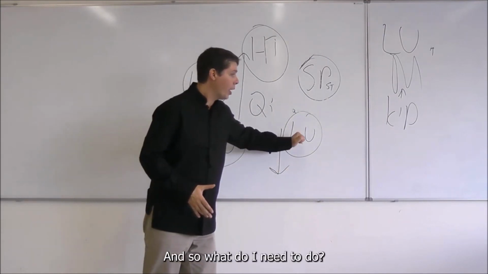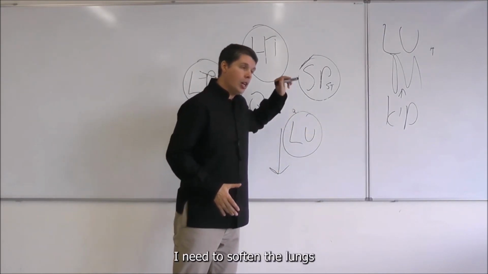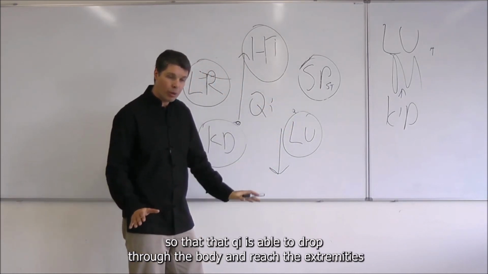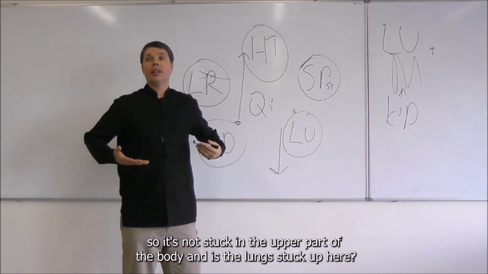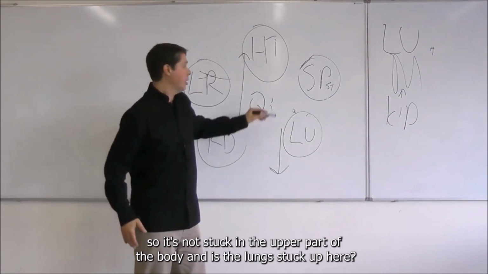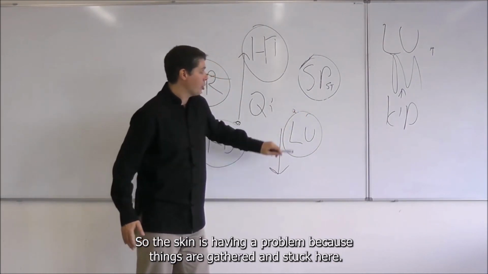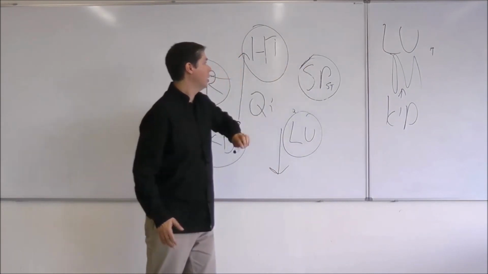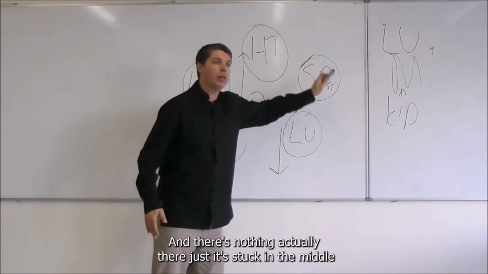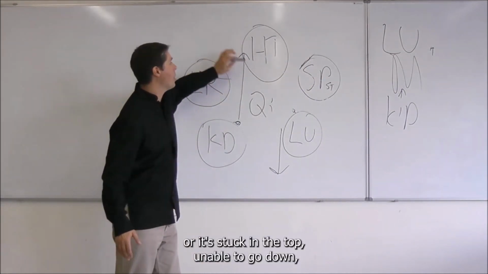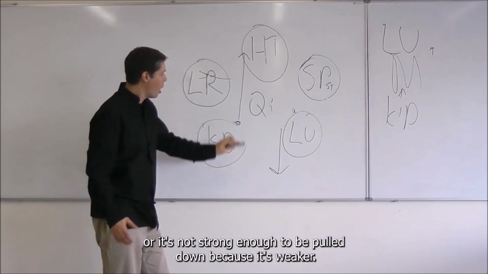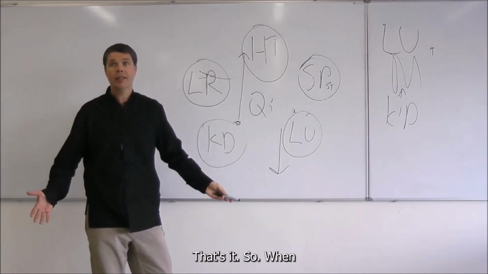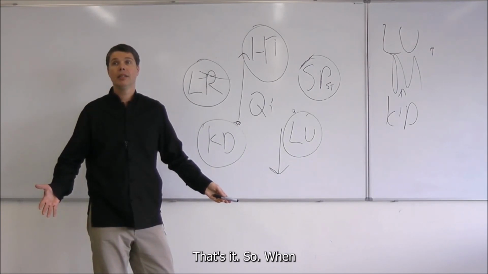And so, what do I need to do? I need to soften the lungs so that the qi is able to drop through the body and reach the extremities. So it's not stuck in the upper part of the body. And is the lungs stuck up here? So the skin is having a problem because things are gathered and stuck here. And there's nothing actually there, just it's stuck in the middle. Or it's stuck in the top, unable to go down. Or it's not strong enough to be pulled down because it's weak here. That's it.